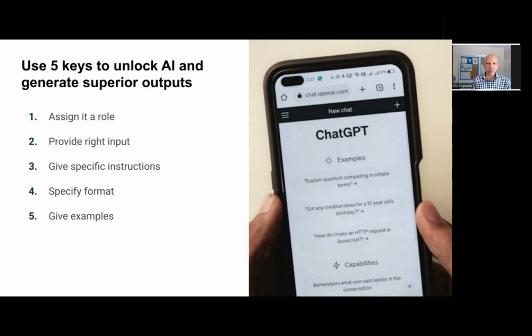The way you ask the question is the most important piece. And so you'll notice that all of our prompts follow this structure. And I call it the 5 keys to unlock AI. And it is 1, to assign a role.